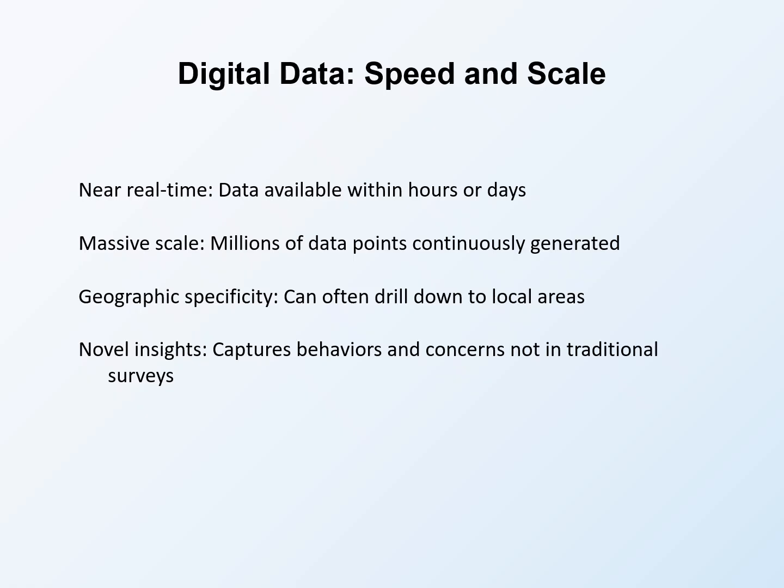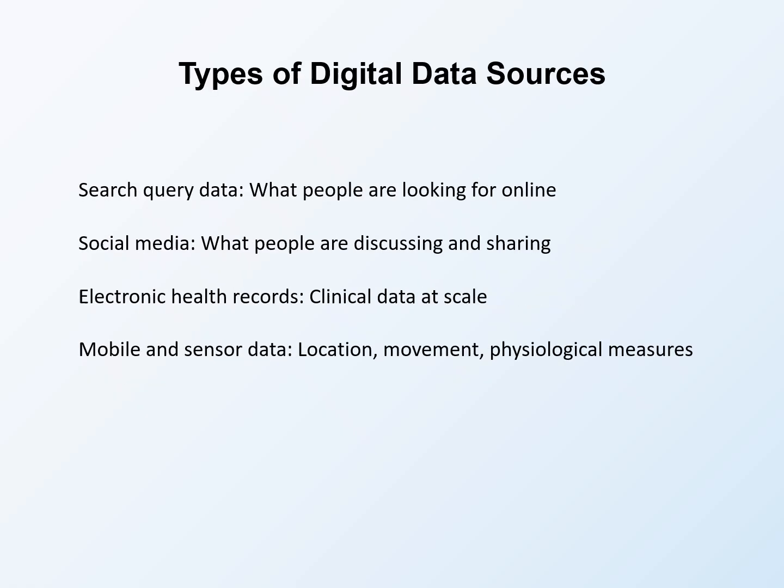Geographic specificity: many digital data sources can be localized. Search trends for a specific city. Social media posts geotagged to a neighborhood. This helps address the geographic limitation of national surveys. And digital data captures things traditional surveys don't ask about: emerging concerns, novel behaviors, real-time reactions to events. Let me walk you through the main types of digital data sources.